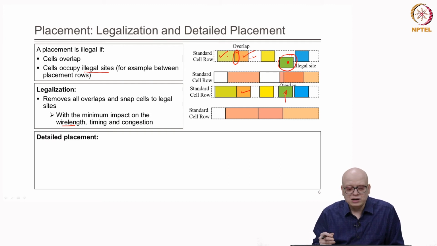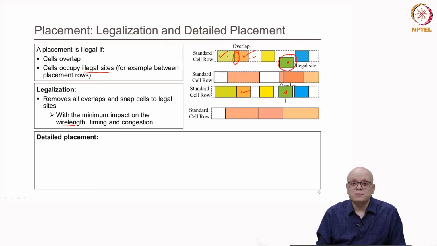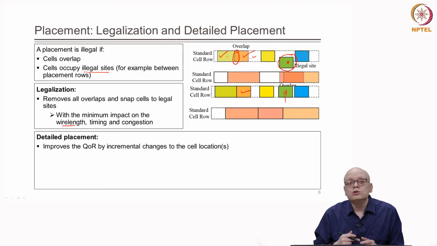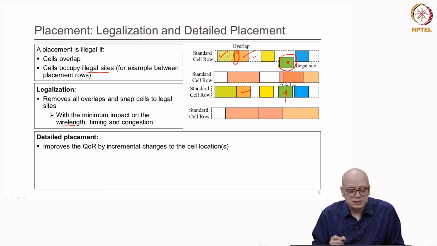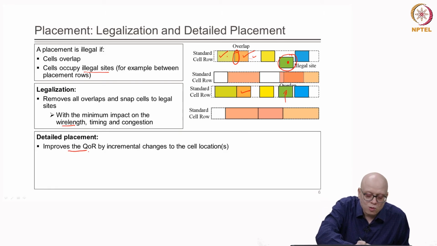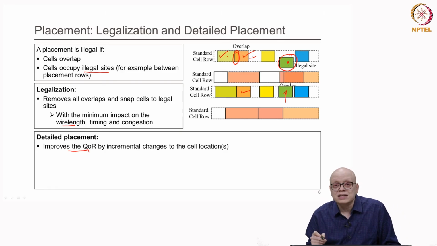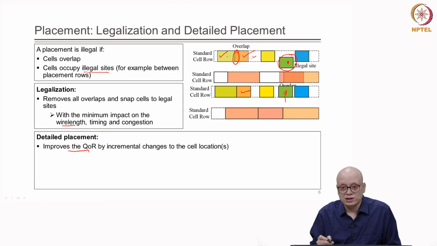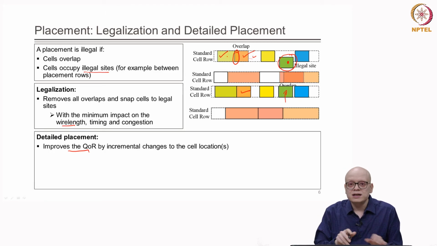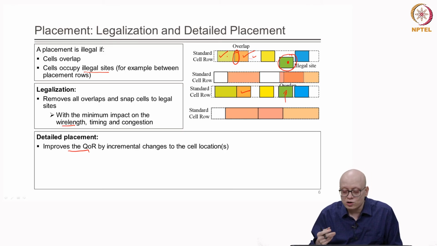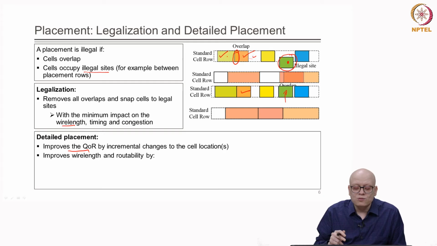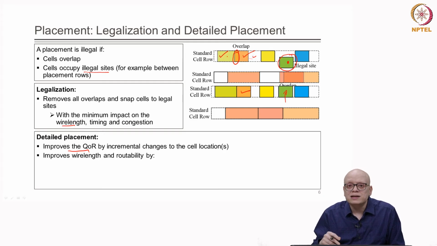And after legalization, a detailed placement is done, whose purpose is to improve the QoR by incremental changes to the cell locations. So, during detailed placement, some changes are made to the placement such that the QoR of the design improves, and it can improve the wire length and routability by making some changes.